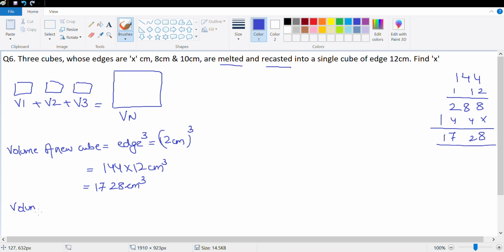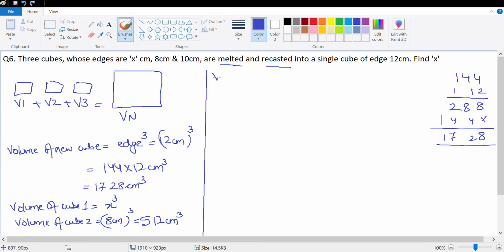And let's calculate the volume of individual cubes. So volume of cube 1, the side of which is x, will be x cube. Volume of cube 2 would be equal to 8 centimeter cube, which will be 8 into 8, that's 64. 64 into 8, that's 512 centimeter cube. And then the last one, volume of cube 3, would be equal to 10 centimeter cube, which is 1000 cubic centimeter.